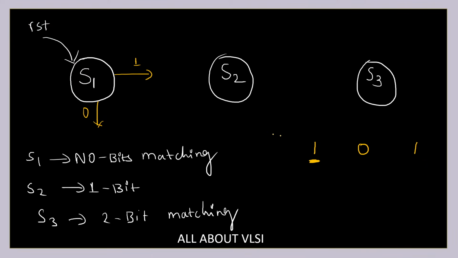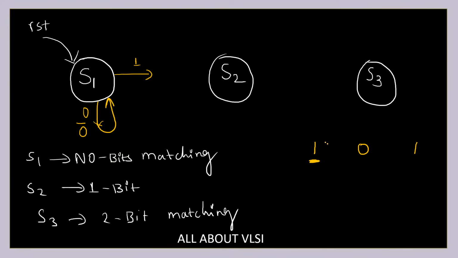But let's say at the first position, if I get 0, then it is not matching, right? So that's the reason I'm going to stay in the same state. At the first position, I need to get 1. But if I get 0, I'm going to stay in the same state, and my output will be equal to 0 since the sequence has not been detected, right?